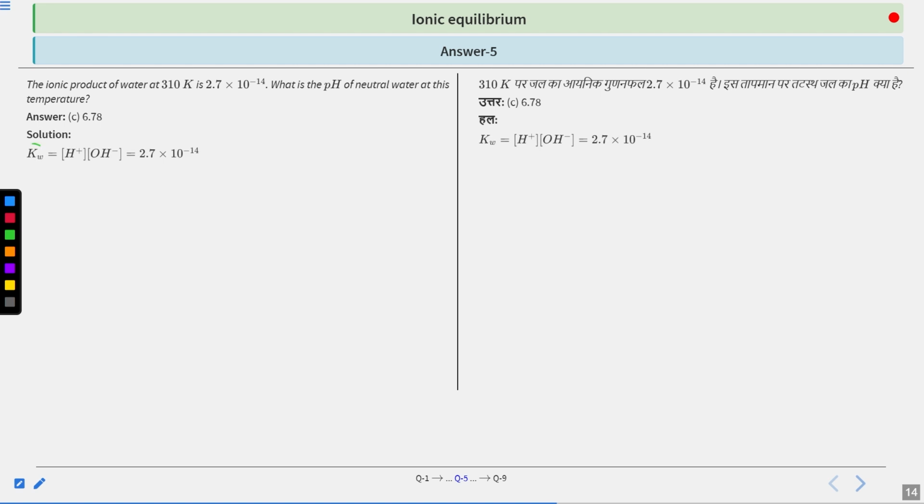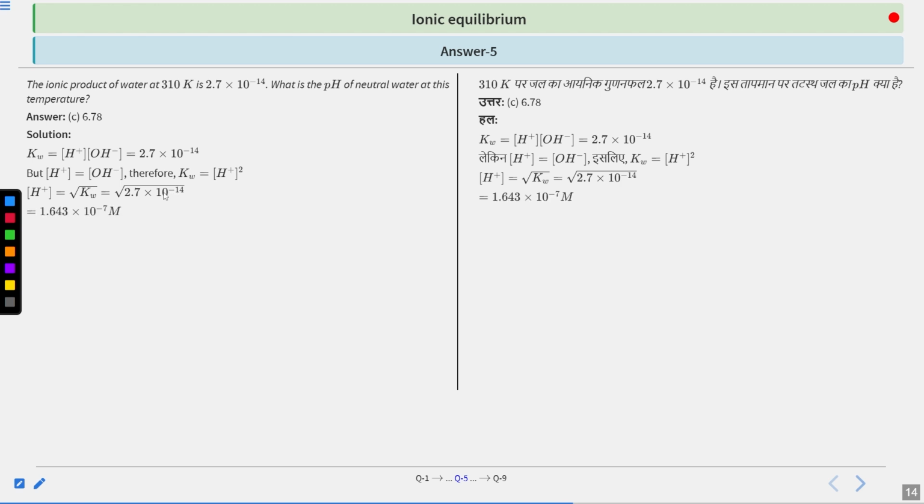So we know that Kw is equal to the concentration of H plus multiplied by the concentration of OH minus, and this value is 2.7 into 10 to the power minus 14. At the same time, we are also aware that for a neutral solution, the H plus concentration should be equal to the OH minus concentration. Hence, substituting OH minus with H plus, we can write that Kw is equal to the concentration of H plus raised to the power 2. If we bring the square to this side, we have to put a root on Kw, or we can write root under 2.7 into 10 to the power minus 14.